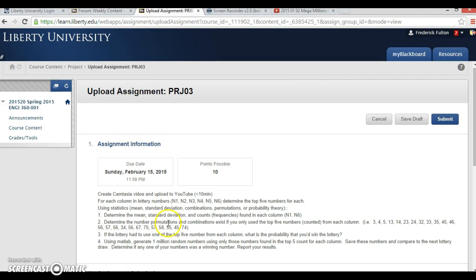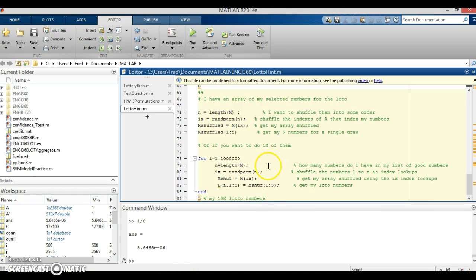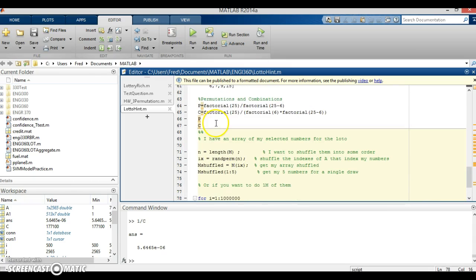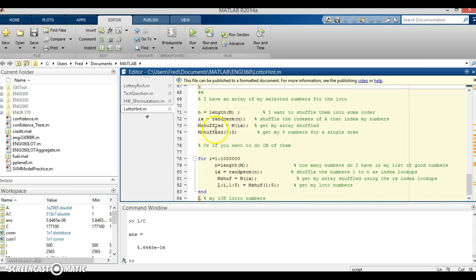So then we go over here to using MATLAB, generate 1 million random numbers to use only those found in the top 5 count for each column. Save these numbers and compare it to the next lottery draw. Determine if any one of your numbers was a winning number. Report your results. Now MATLAB can't handle 1 million, but we're going to use as many as it can handle. So what we've done here is just taken the length of it, shuffled the numbers that we have in matrix M from our previous one. Select 5 of those numbers at random, and that's going to be our selected one, and then we're going to run this and draw that 1 million times.